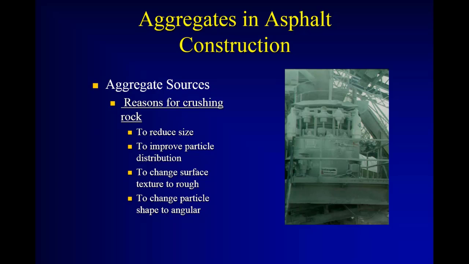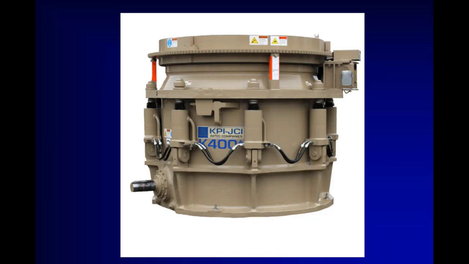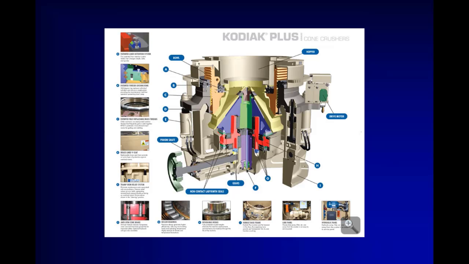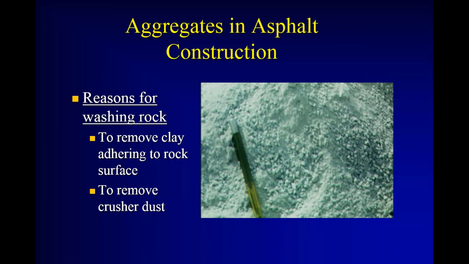When we crush it too, it creates a higher friction surface on that crushed face. And then we're going to change it from maybe a rounder particle to an angular shape to give us that. So we got cone crushers. This is just kind of a breakaway of that.